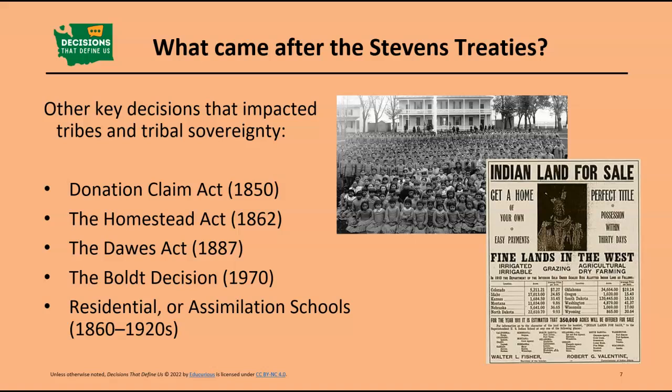So it's not just, I put in a piece of paper and magic, I get a lot of money. It's, I have to live on the land, I have to farm on the land, okay? And you have to do it for 4 years. And then at the end of the 4 years, that's when you get the title. Okay, so that's the Donation Claim Act.